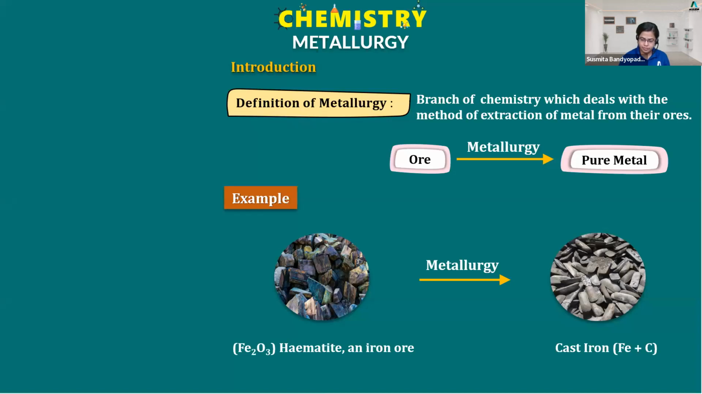So now, say for example, you have hematite, Fe2O3, which is an ore of iron. Using suitable techniques, which we are going to learn, students, we can get not only cast iron, pig iron, cast iron, wrought iron, everything we are going to learn. So the metal can be successfully obtained or isolated at a cheap cost.